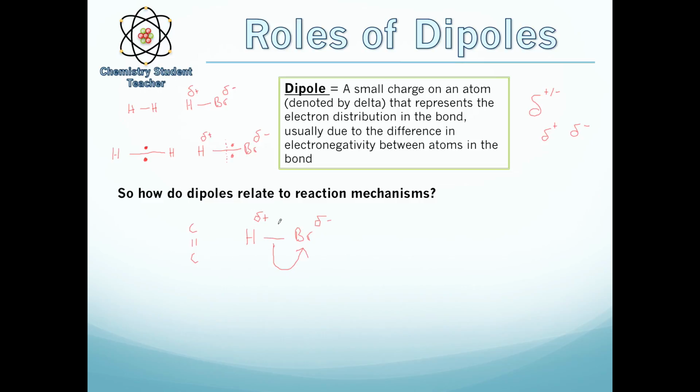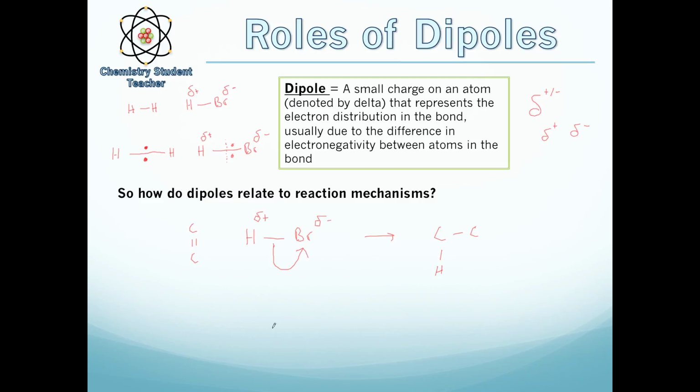Because hydrogen is slightly positively charged, it wants electron density. There's a big electron density here, so it kind of forces the bond to break so it can attack into the carbon, forming something like this. And I'll show you the actual reaction mechanism in a later video.